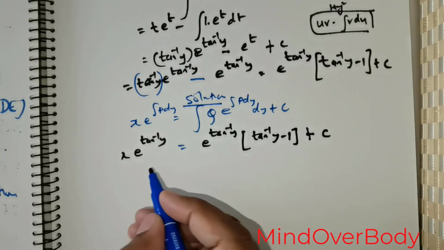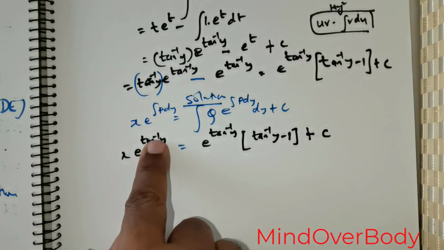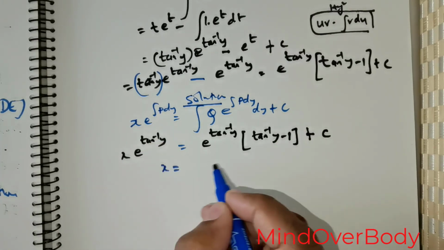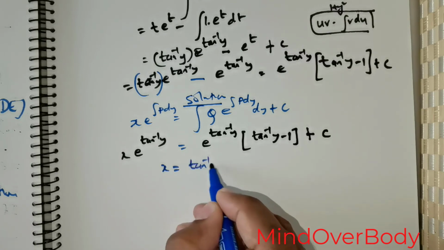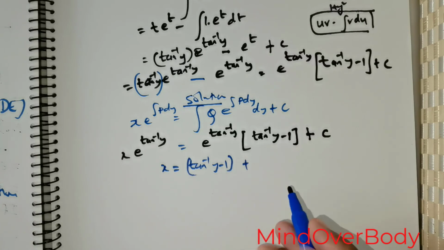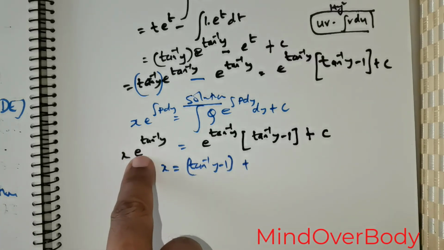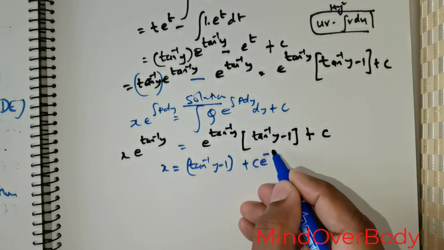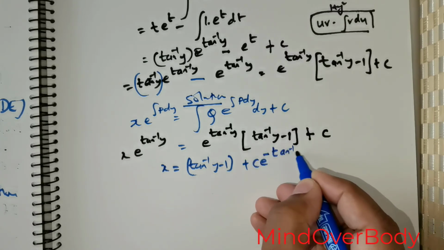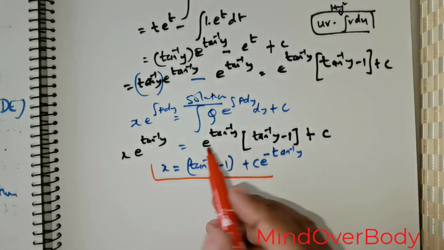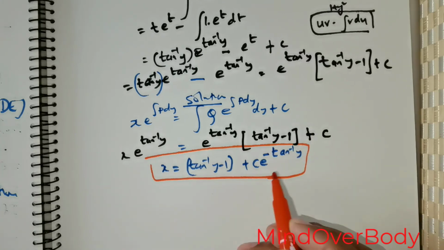Now if you want, you can divide throughout by e raised to the power of tan inverse of y. If you were to do that, you will get x is equal to tan inverse of y minus 1 plus, you are actually dividing, right, by e raised to the power of tan inverse of y, so this is going to give me c times e raised to the power of negative tan inverse of y. So this will be my final solution to the question.